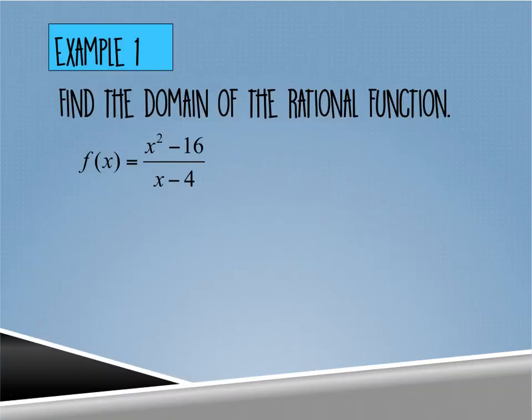All right, example 1. Find the domain of the rational function. What do we do to find the domain? You set it not equal to 0. We set the denominator not equal to 0. So here we would get x does not equal 4.